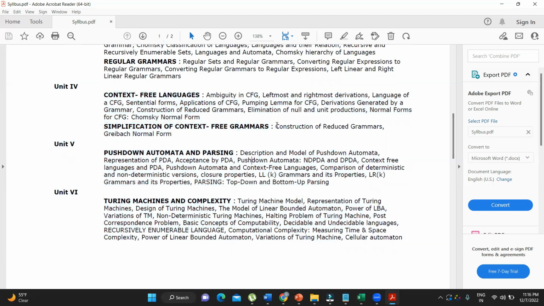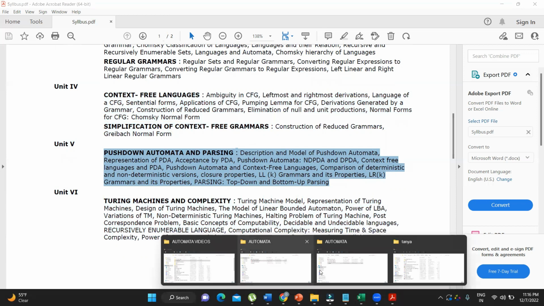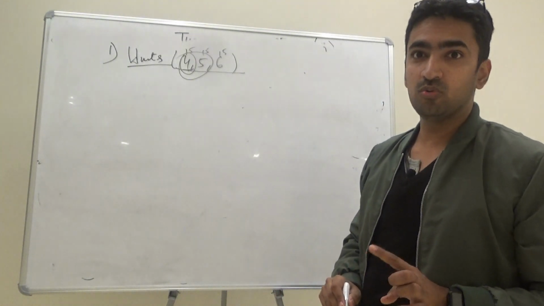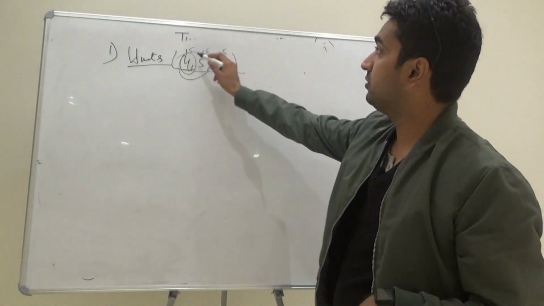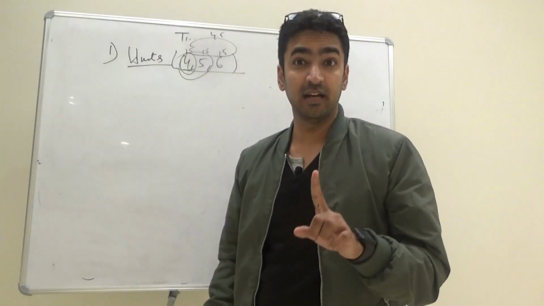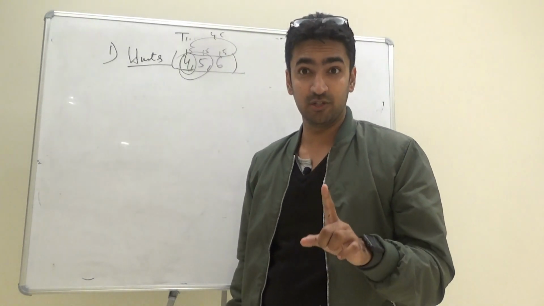Why? Because the 4th and 5th are entirely related units. Obviously, context free grammar is accepted by PDA, so these are linked topics. But the maximum questions that you will get will be from unit number 4, 5 and 6. So you will have a total of 45 questions from unit 4, 5, 6, but again it is not always that it will be 45.